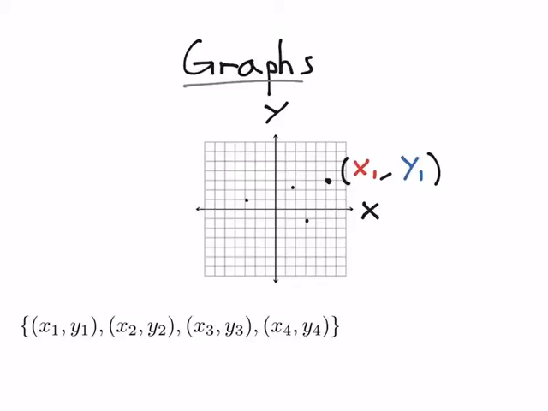You should always be able to go from any of these representations of relations to each other. You could always go from a graph to a set of ordered pairs, or to a map, or to a table, and all the ways through to correspond to one another.